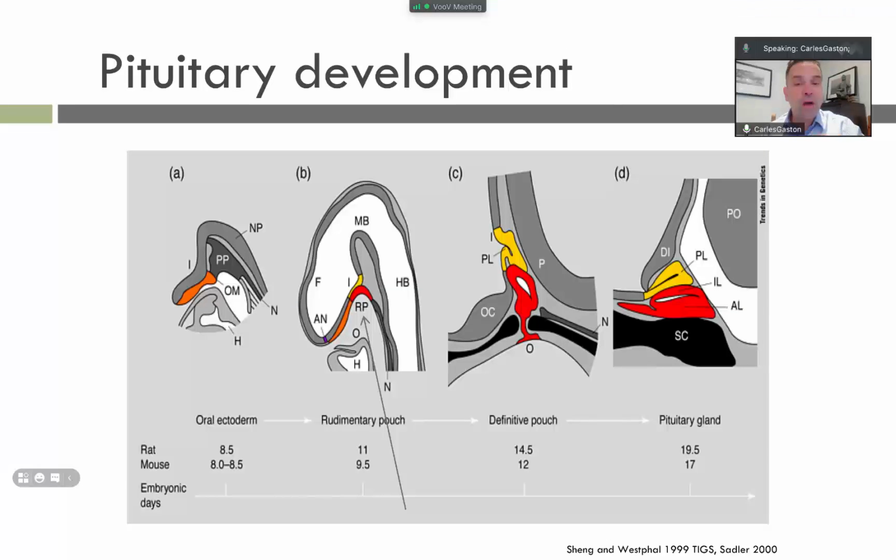Now, using mouse transgenics and mouse genetics, as well as zebrafish and human genetics, we have identified that this process of development is tightly regulated genetically, and mutations in genes that control this development lead to abnormalities of the pituitary gland, which are causative of human disease, and we're going to cover a couple of them.